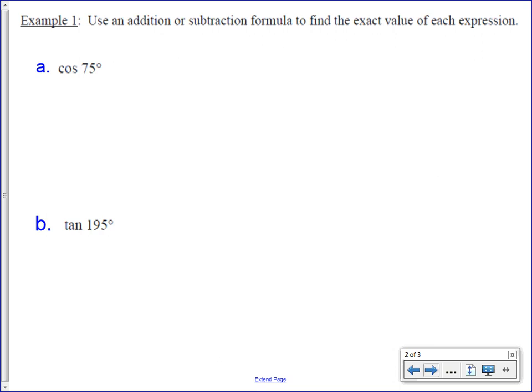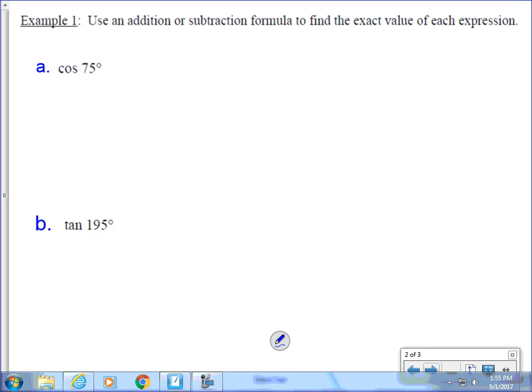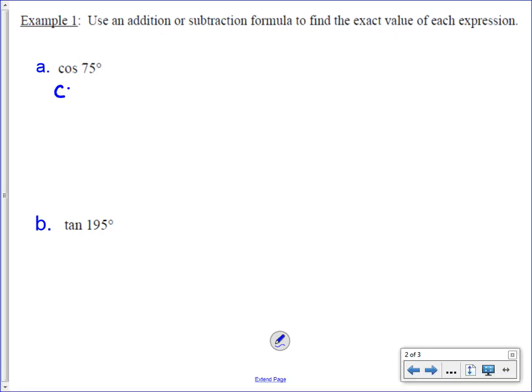The idea is to think about two angles on your unit circle that, if you add them, equal 75, or if you subtract them, equal 75. What jumps out at me is 30 degrees plus 45 degrees. So we can rewrite this as cosine of 30 degrees plus 45 degrees. So this is like your A and B.